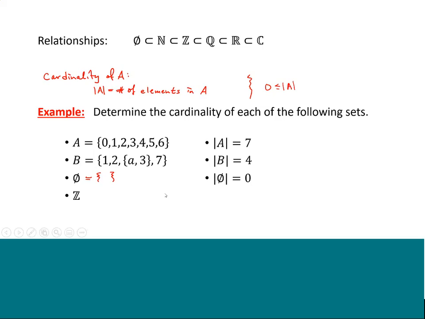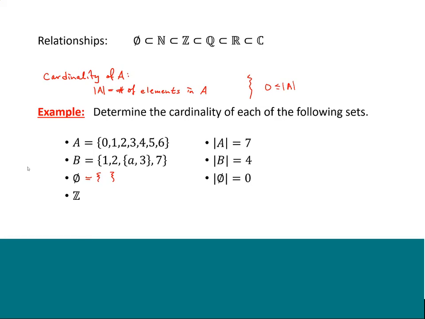It turns out this is the only set that has cardinality 0. So if you were told something like, hey, I have some set, I don't know what elements are in this set, but it has cardinality 0, you say, well, I know what elements are in that set. None, because cardinality 0.